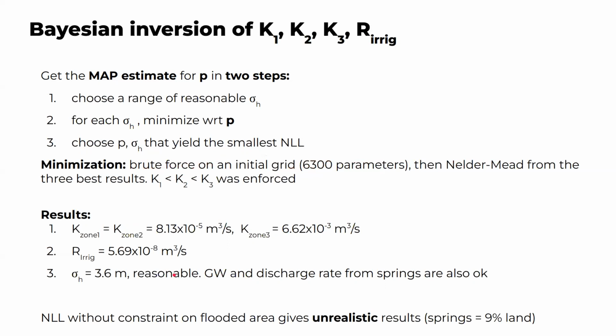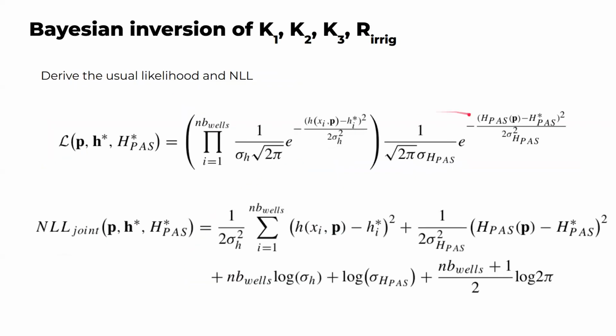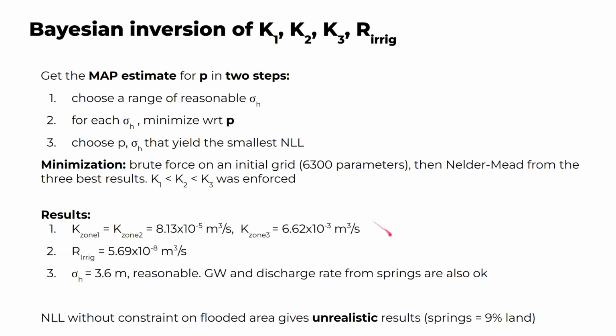Notice that this is a bit tricky because I had to introduce this second term, this expert knowledge on the percentage of land that gets flooded by springs. If we didn't include that, if we were only doing the MAP estimate, trying to match the values of the heads, we would get a really unrealistic result where 9% of the land would be springs, and we know that that is unrealistic. It has to be at most 2%.